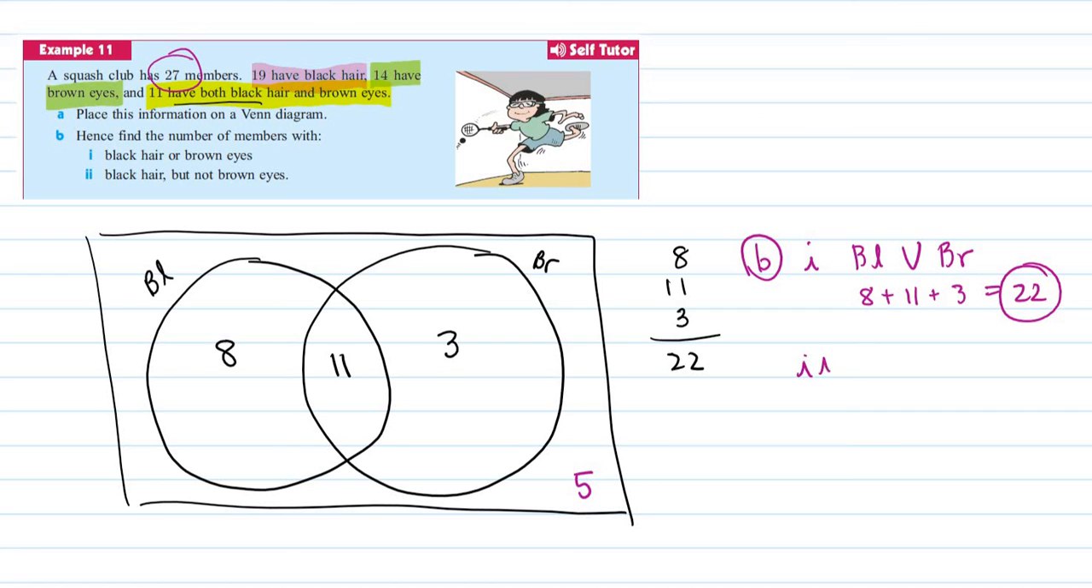For part 2, it asks how many people have black hair but not brown eyes. So again, that's over here. These are the people with black hair, but not the people that also have brown eyes. So in this case, 8 people are living in that region. So we would write 8 as our solution. And that's it. We answered the question.